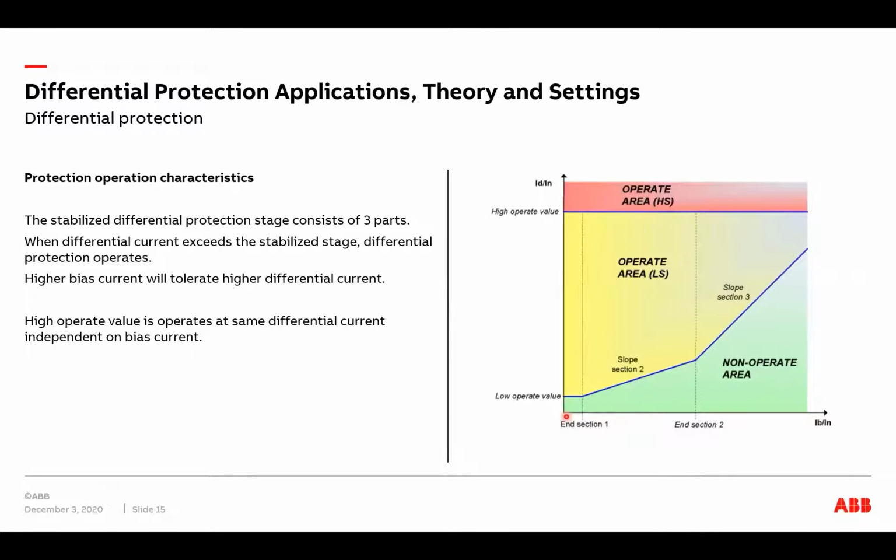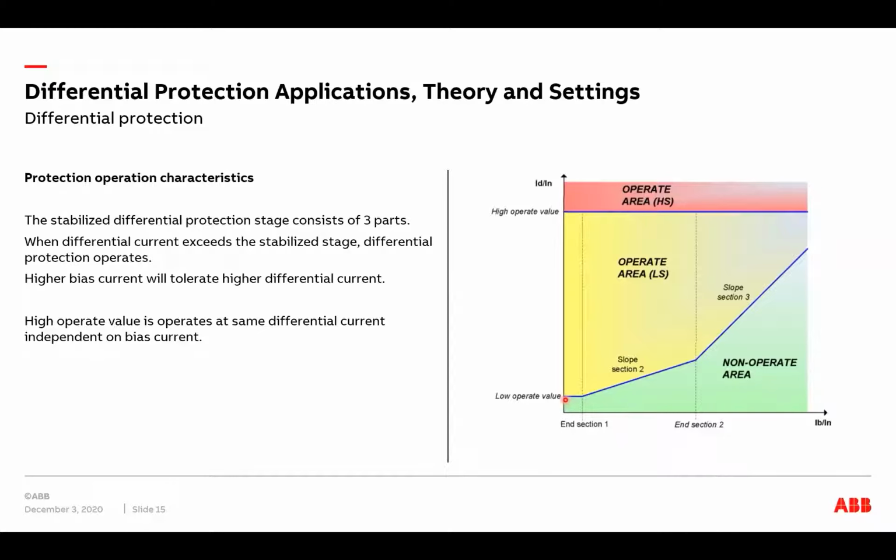From that, we can see that during low load current, we tolerate only a small differential current, since the protection will operate as soon as the differential current exceeds this stabilized stage here. And as the load current increases, or let's say the bias current, we will tolerate more differential current. We will shortly come into this topic, why it is like this.